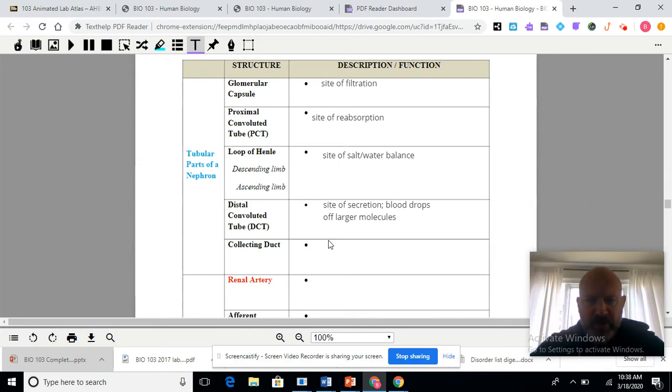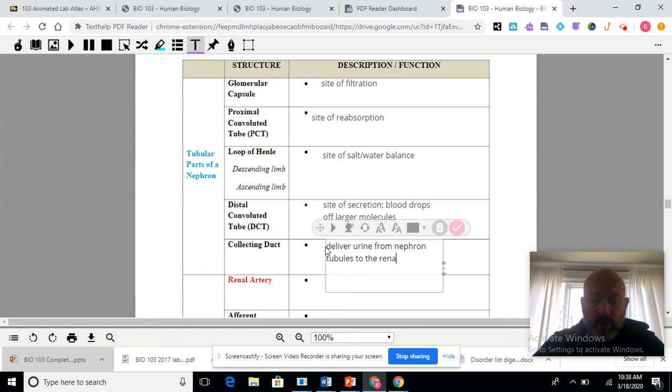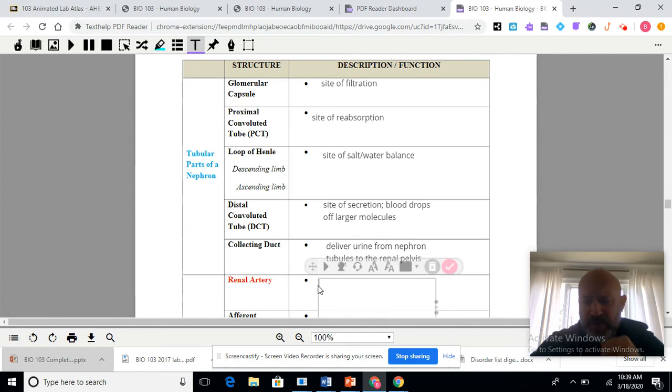All right, and then all of the urine finds its way into the collecting duct. And the collecting ducts deliver urine from the nephron tubules to the renal pelvis, which is the site where they all converge. Right? So the renal artery, again, we already did this one, brings the unfiltered blood into the kidney.